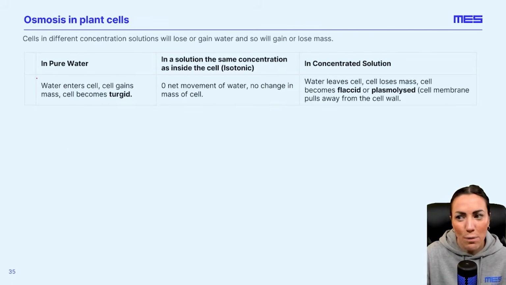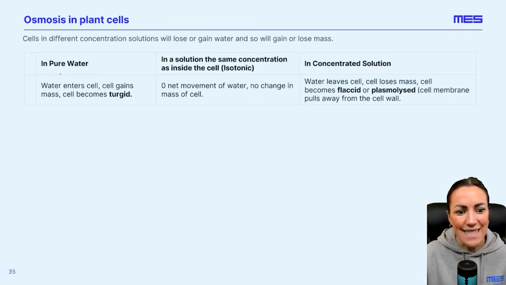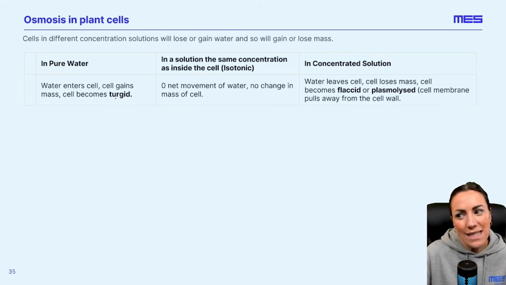So if you put a plant cell in pure water, this is the most dilute solution, right? It's just water with no solutes. So water would enter the plant cell by osmosis from a dilute solution outside the cell to a higher concentration inside the cell. If water enters, the cell would gain mass. And we say plant cells become turgid because the cytoplasm is full of water, the vacuole is full of water, and they are pushing out against the cell membrane. But remember, plant cells have a cell wall, so the cell wall is strong enough to withstand that pressure. So that's why we use the word turgid to describe the plant cell.